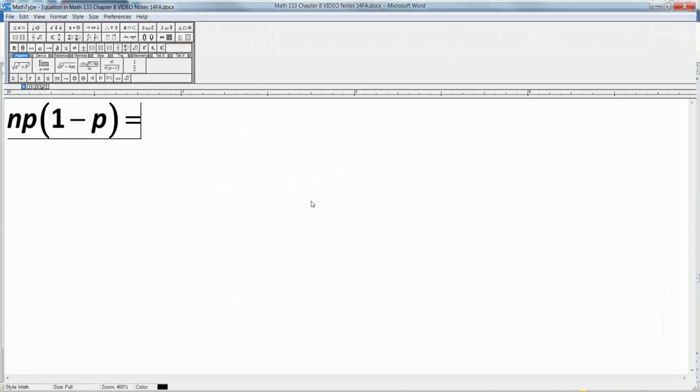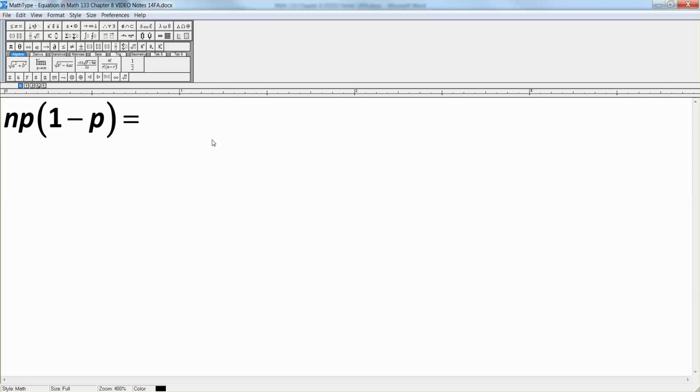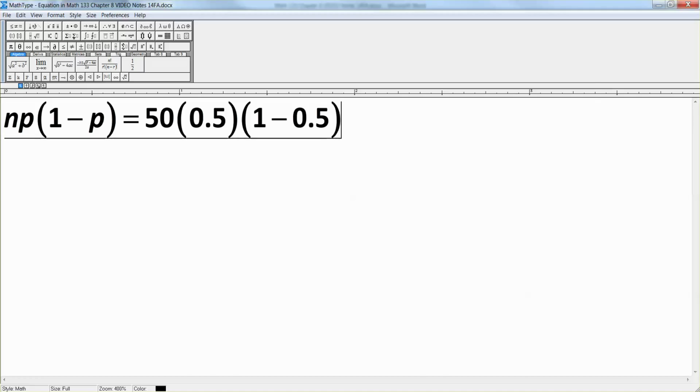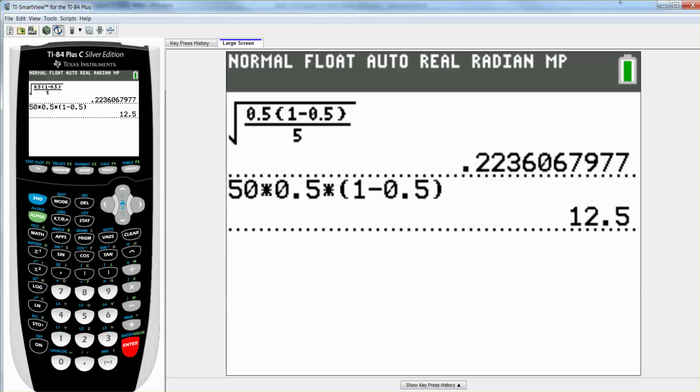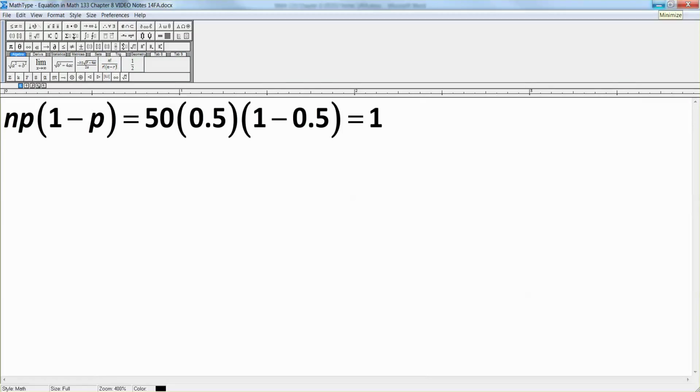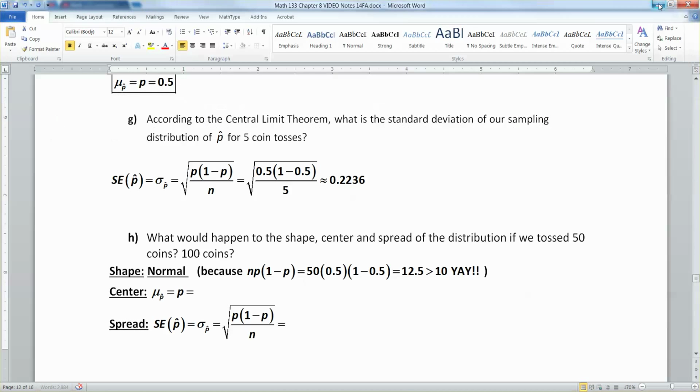Because n times p, let's do it. Let's pretend we're doing 50 tosses. So if we say n equals 50, we'd say 50 times 0.5 times 1 minus 0.5. Okay, let me grab the calculator. 50 times 0.5 times, parentheses, 1 minus 0.5 is 12.5, which is greater than 10. Yay, right? We want it to be greater than 10. If it's not greater than 10, then we don't have normal.